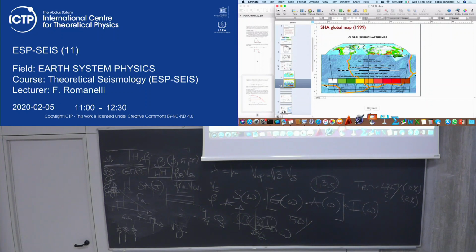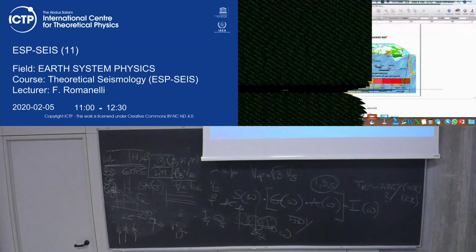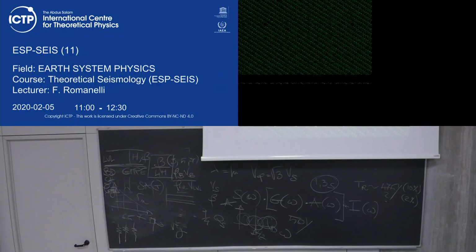Just to tell you that the basic tools that we have been building during this course, most of them are used for seismic hazard. Site effects, source effects, you will see with Stefano. Source definition, you will see with Karim. Okay? So this can be used to study the Earth and to perform seismic hazard assessment. Okay. Thank you.